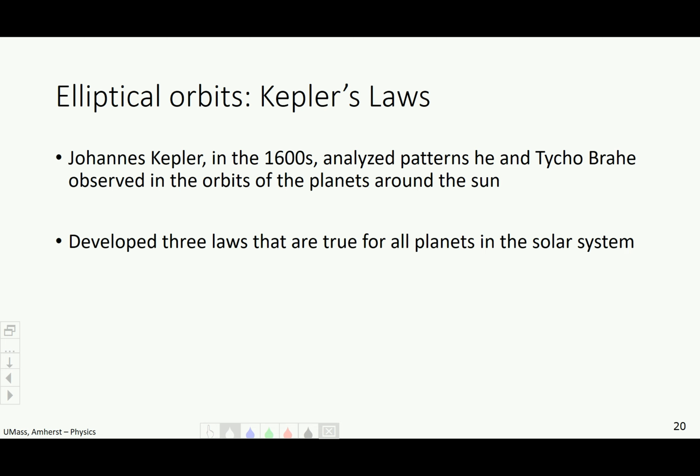We're talking about things orbiting other things due to gravity. Fun fact, Tycho Brahe had a pet moose.